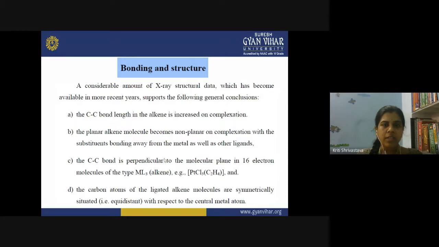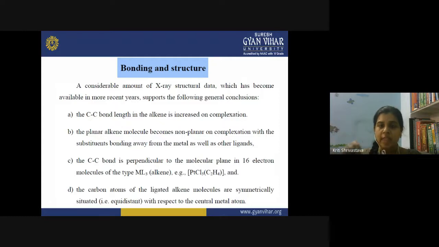The last conclusion that can be drawn is that the carbon atoms of the alkene ligand are symmetrically situated. They are equidistant with respect to the central metal atom. So if the metal atom is bonding to an alkene molecule, you cannot say which one, carbon number 1 or carbon number 2, is nearer to the metal. They both are equidistant. Since both carbon atoms are equidistant to the metal atom, the metal is attached to both carbons simultaneously. You cannot say that it is attached to only one carbon atom.